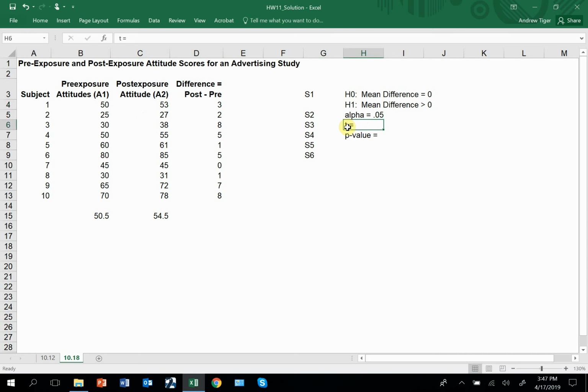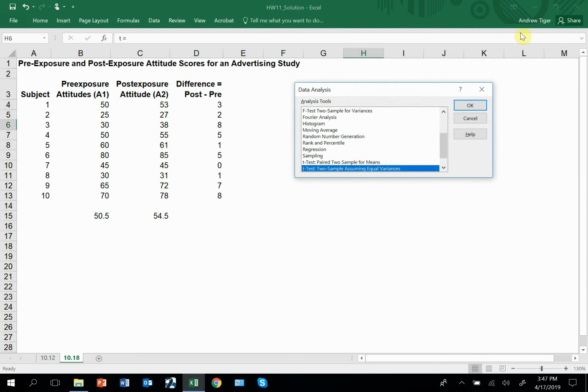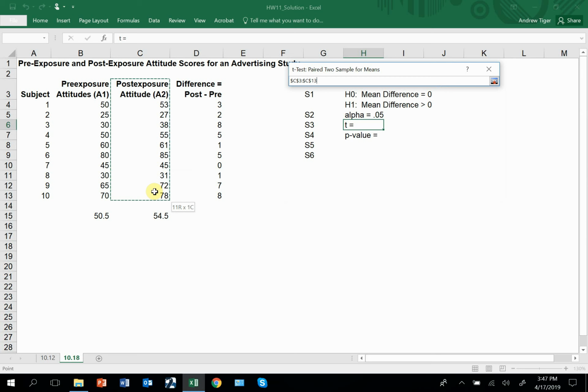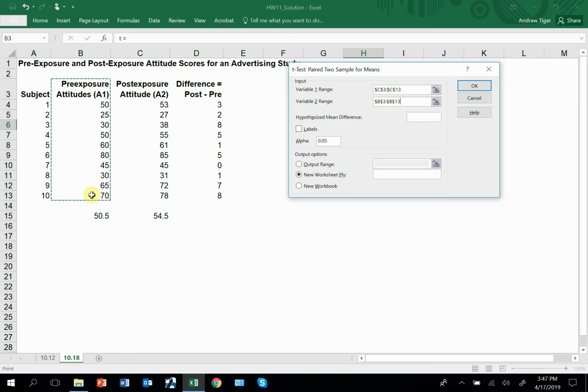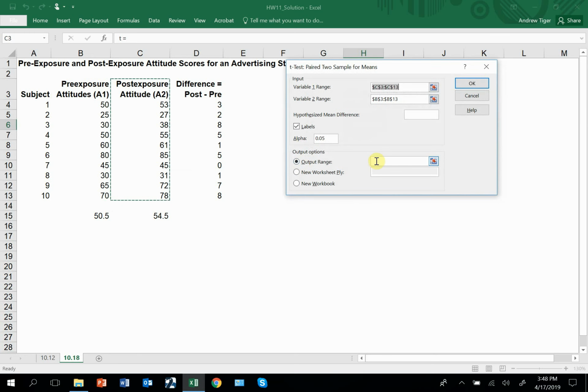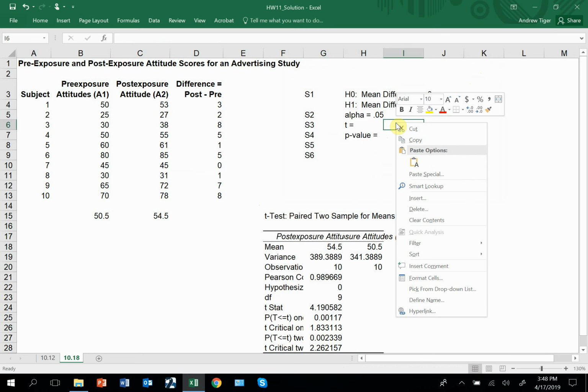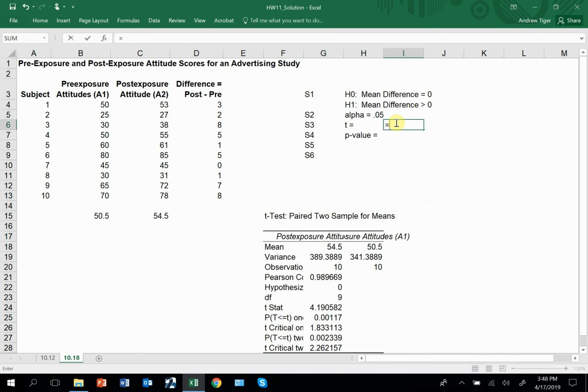Set alpha, calculate a t-stat. You do that by going to data analysis and doing a paired sample. Again, always grab the larger one. In this case, the one that is the beginning, or that we think is bigger, and then grab the smaller one. Labels in the first row. I'll let it generate the data right here. P-value: this is a one-tailed test.